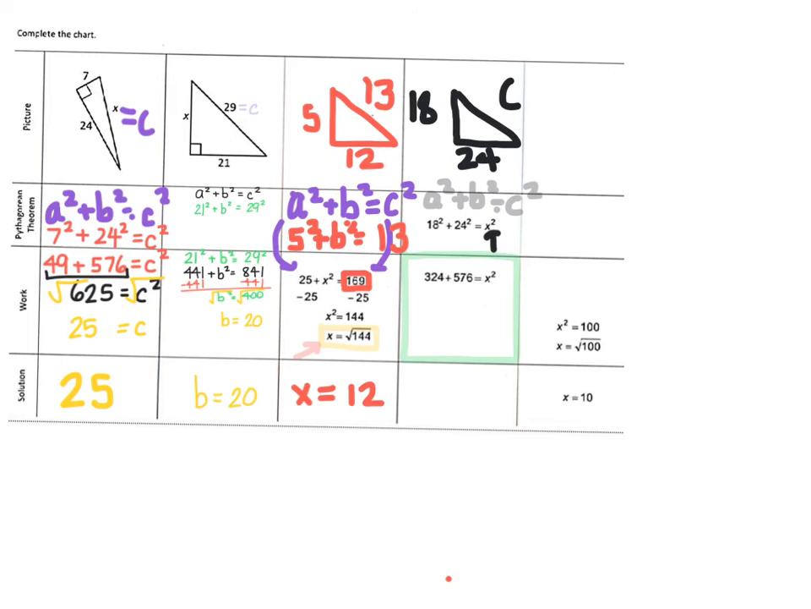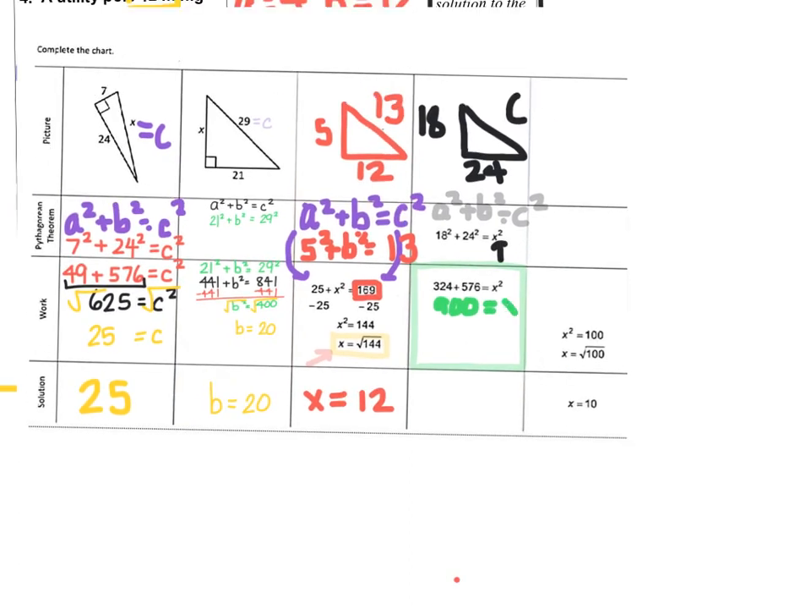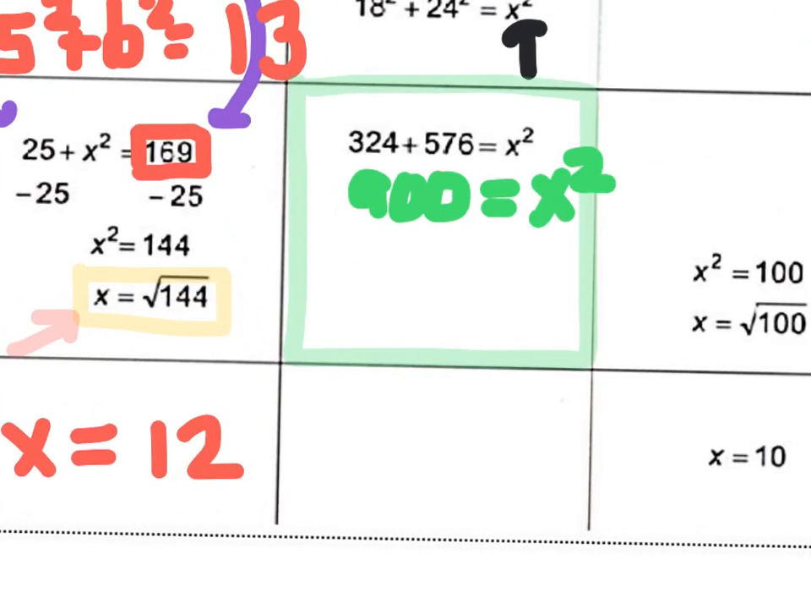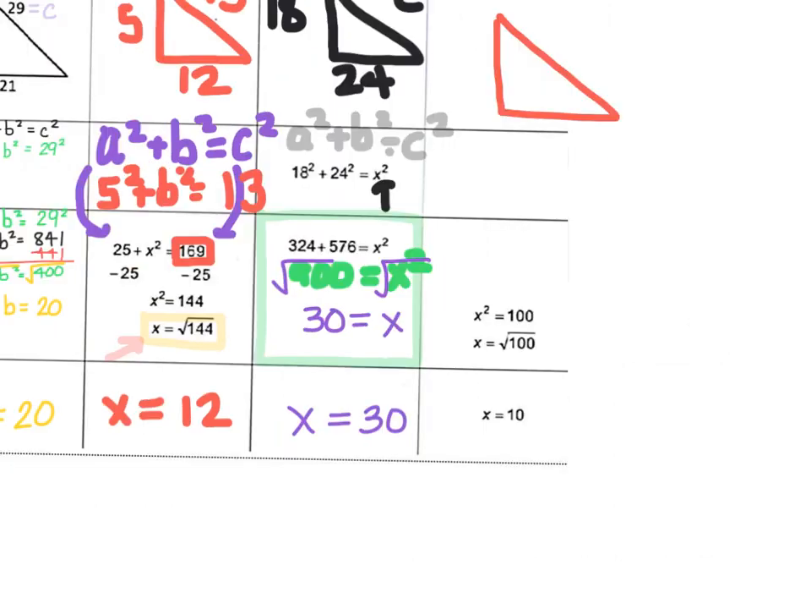Let's go to the highlighted section where they have not finished this equation. So we simplify. 900 equals x squared. We take the square root of each side, and the square root of 900 is 30. So 30 equals x. That's our solution. Let's look at the last column.